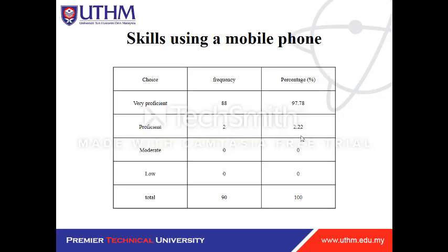After that, skill using a mobile phone. Based on the skill using a mobile phone, the higher item is 97.18%, while 2.22 students answer proficient for skill using a mobile phone.